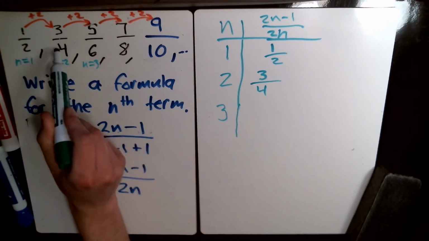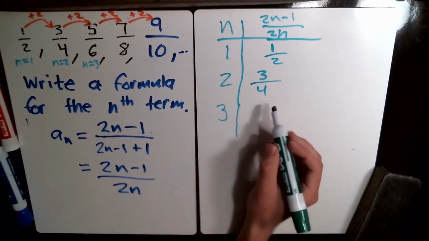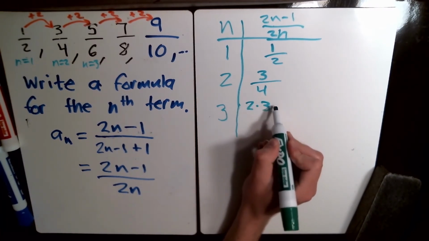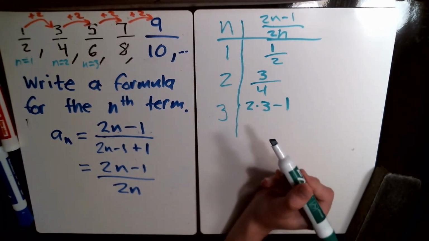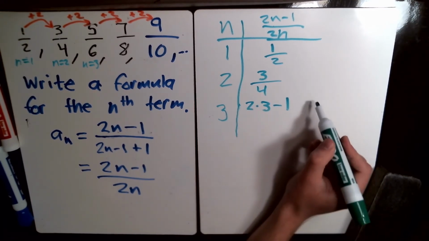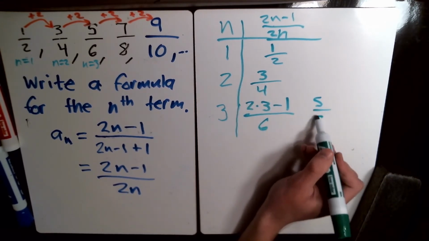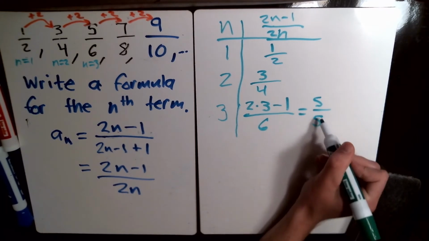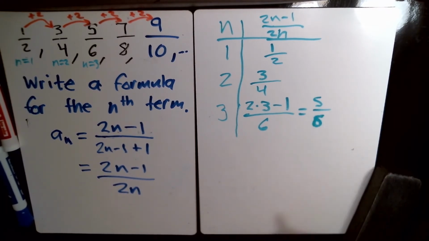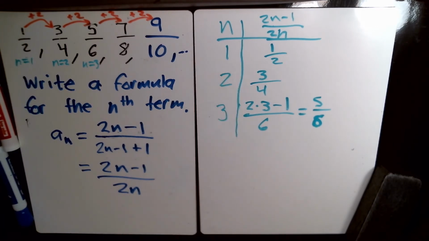Okay, so that works, right? 3/4 matches. When we plug in 3, we do 2 times 3 minus 1. That's going to be 6 minus 1, which is 5, divided by 2 times 3, which is 6. So 5 over 6. Okay, and again, that works. So it seems like this is working, right? This is the right formula for the a sub n.